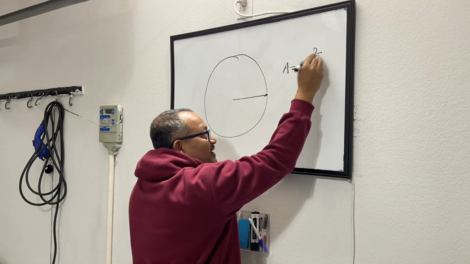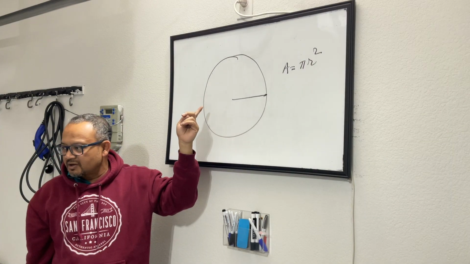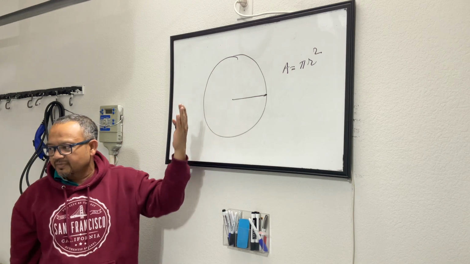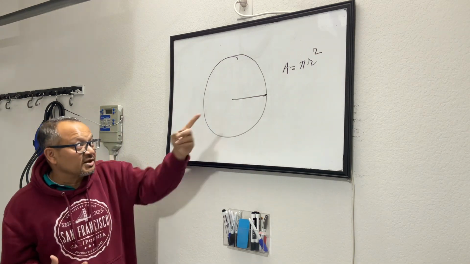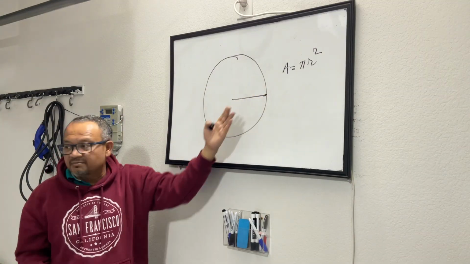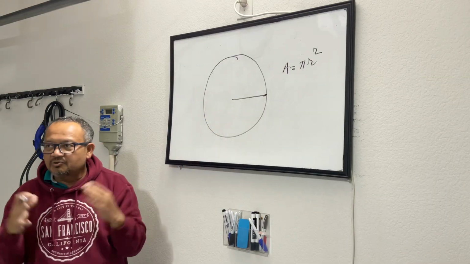Pi r square. See, this looks like a pie. Apple pie, banana pie, pecan pie, pumpkin pie, whatever pie you know, right? It looks like a pie. And why did the mathematicians in ancient times choose the name pi? Because this shape resembled a pie. So they were trying to figure out, how do I find out the area?